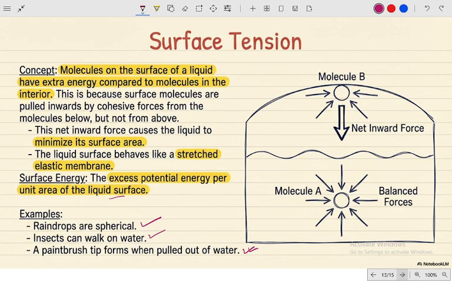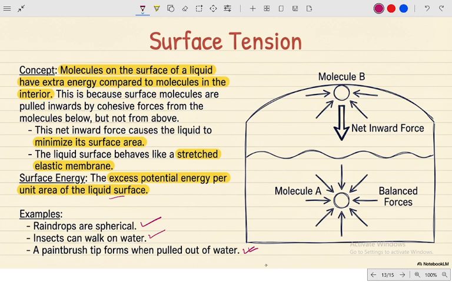Besides that, you can see this is molecule A and this is molecule B. For molecule A, you see, the forces are balanced. But on the surface, molecule B has a net inward force. This inward force tries to minimize the surface area, right? In this way, you can define the net inward force and define the surface tension.